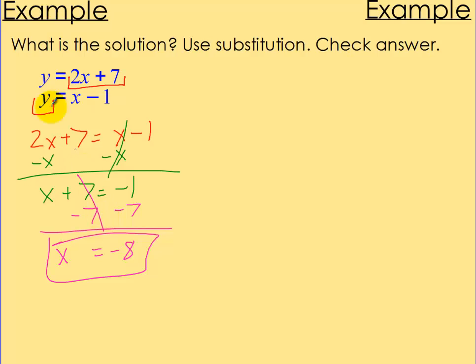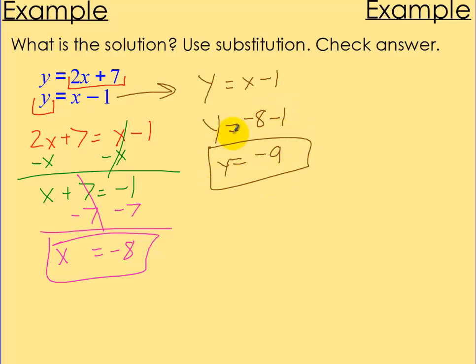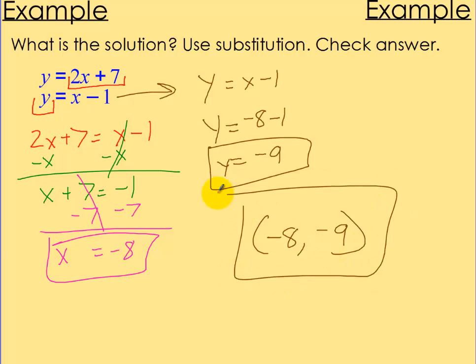So there's x. Now I've got to figure out the y, so I'll substitute into either equation. Let's choose the bottom one. So y equals x minus 1, which is going to be y equals negative 8 minus 1. So y equals negative 9. There's x, there's y. Let's write it as an ordered pair. The solution is going to be negative 8, negative 9. And that's my answer. Oh, that's it.